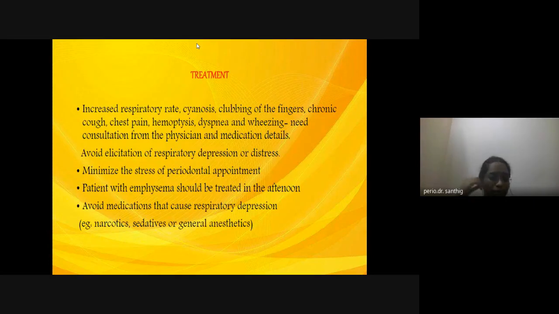Treatment. First we have to consult the physician regarding the condition. Any elicitation of respiratory depression or distress you have to avoid, and periodontal appointments should be minimized, and patients with emphysema should be treated in the afternoon. And you should also avoid medications that can cause respiratory depression, like narcotics, sedatives, or general anesthesia.